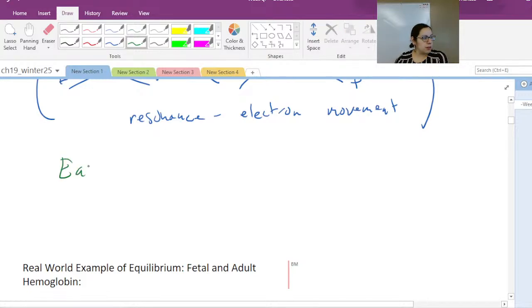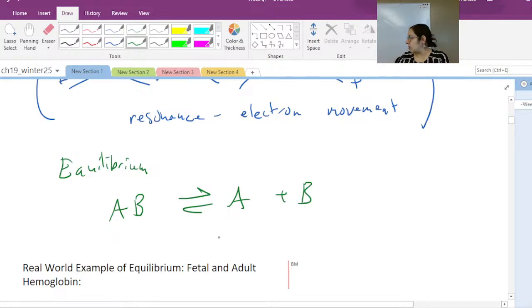So our equilibrium arrows, and again, this is now used to show our reactants on one side, and then of course our products on the other. And again, we're trying to now quantify how many products versus how many reactants we have.